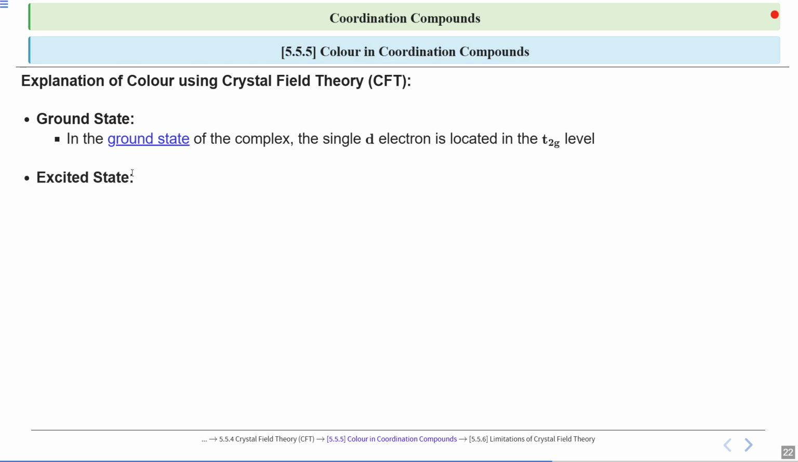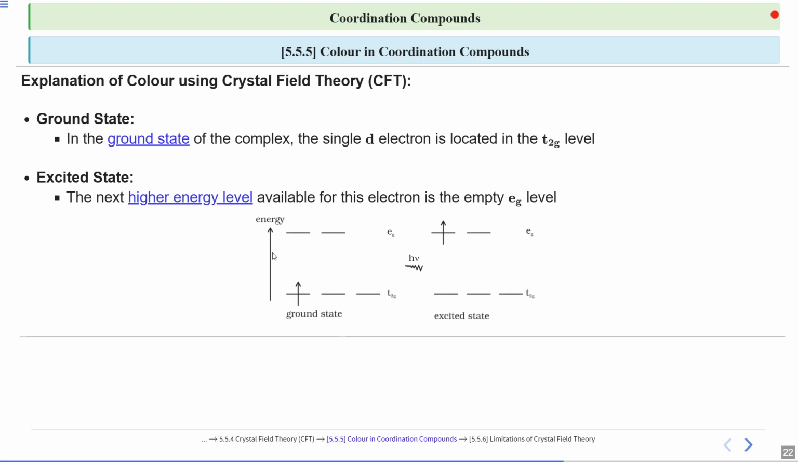In the excited state, the next higher energy level available for this electron is the empty eg level, because it is already in the t2g level. The next higher energy level available is the empty eg level, having higher energy than the t2g level.